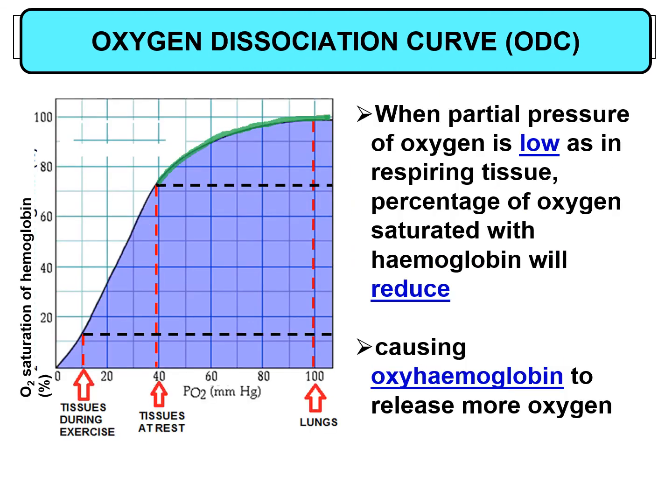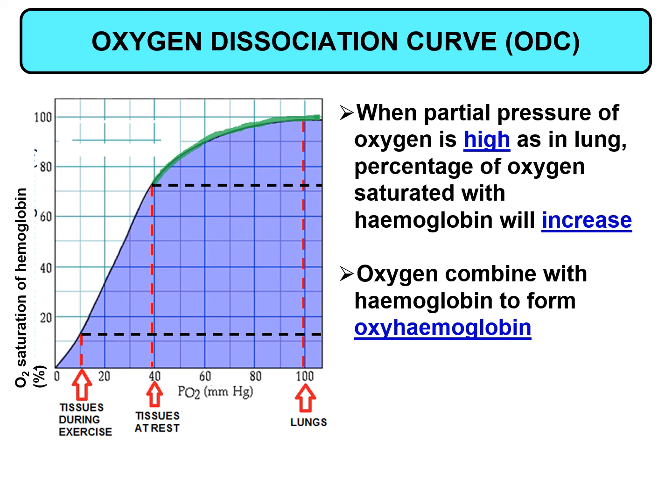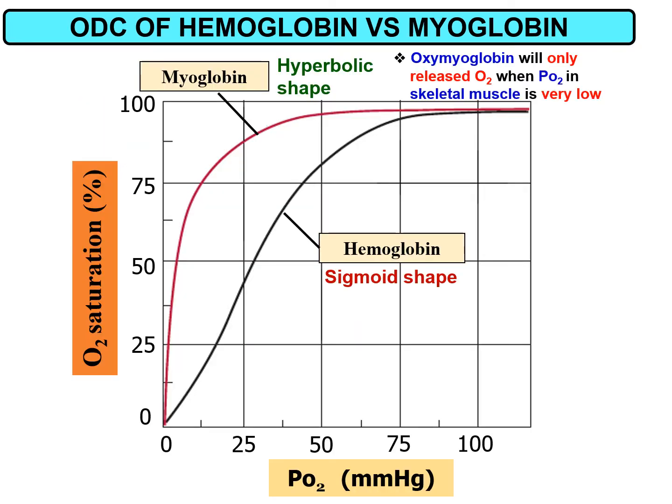When partial pressure of oxygen is low, as in respiring tissue, the percentage of hemoglobin saturated with oxygen is reduced. So at respiring tissue, low partial pressure of oxygen, usually around here. When partial pressure of oxygen is high, usually here, the percentage of hemoglobin saturated with oxygen increases. Oxygen combines with hemoglobin to form oxyhemoglobin.